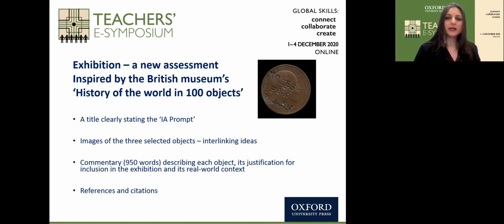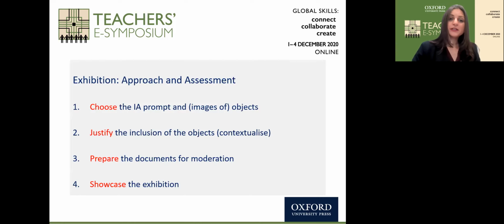And that story must have a common thread between the 3 objects, or a pattern, as it were. The commentary that's required would be about 950 words, describing each object, its justification for inclusion in the exhibition, and its real-world context. And of course, references and citations are necessary for this exhibition. The approach and assessment to it would involve choosing, firstly, at the outset, the internal assessment prompt. So choosing the question amongst the many given to the students, and then they would link that question to the objects that they want to select for the exhibition.